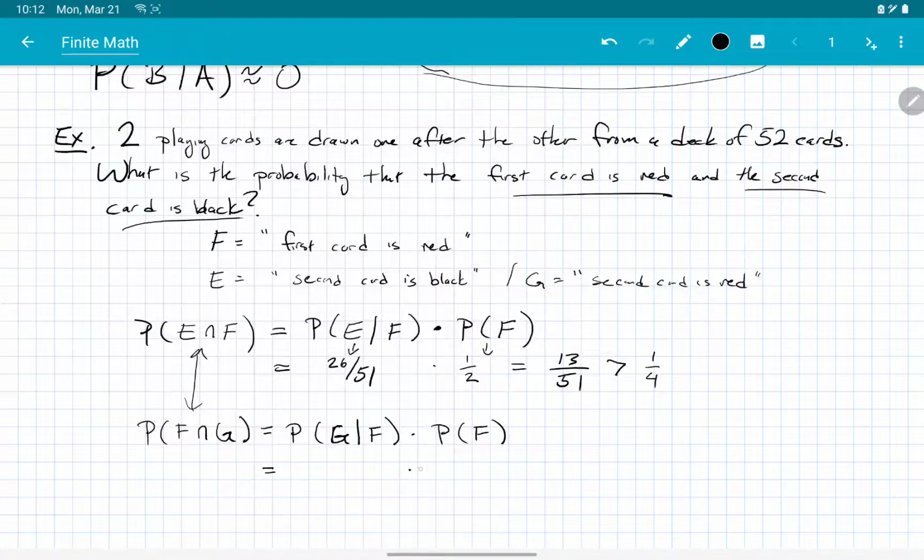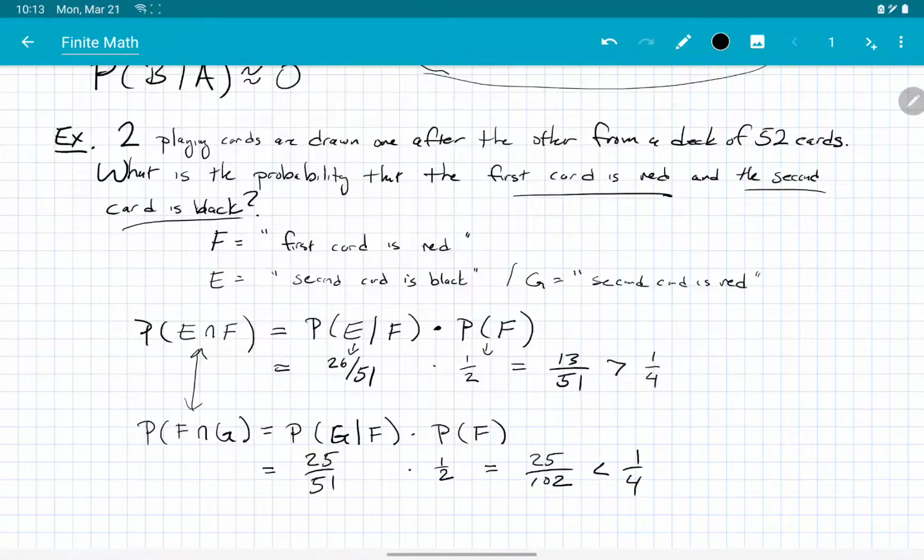Okay, the probability that the first card is red is 1/2 again, so the probability of F is 1/2. Now the probability that the second card is red, given that the first card is red, is now 25 over 51. Because we have taken away one red card, there's only 25 red cards remaining, and there's 51 total cards. So we get 25 over 51, which is slightly less than 1/2, right? Because 25 over 50 would be 1/2. Now when we multiply these together, we get 25 over 102, which is less than 1/4.